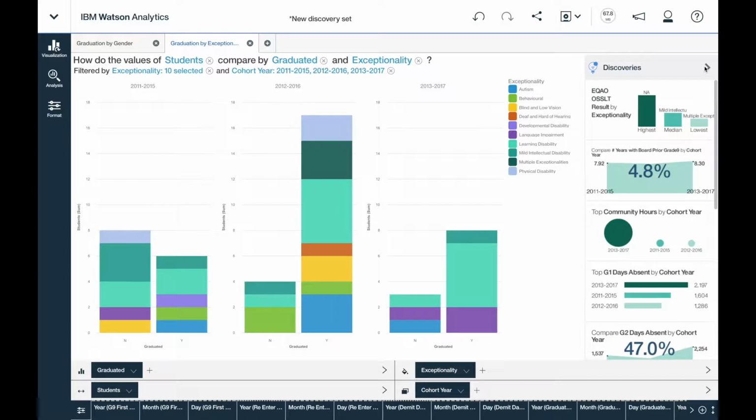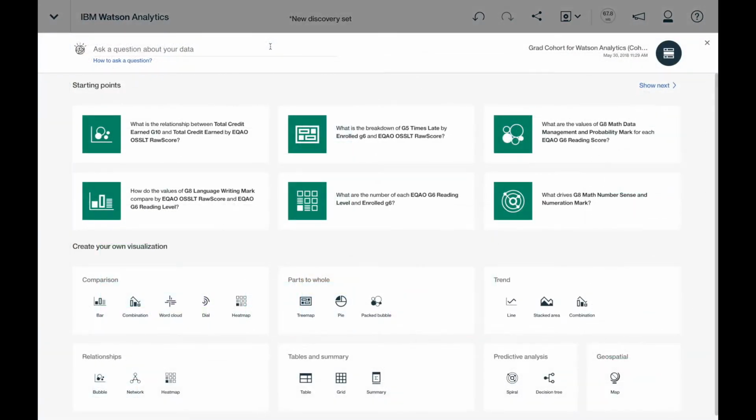I can see that in the first cohort there were more students that did not graduate than those that did. However, the following 2 years saw more students with an exceptionality graduate than those that did not. This is a promising trend. There is an interesting data point that we have for which I've been curious about its relevance. It is the number of years a student has been with the school board prior to starting grade 9.